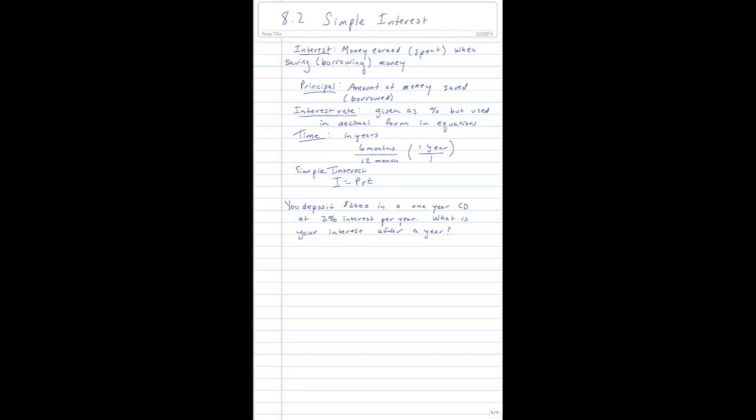Well, we're going to use our formula. My interest is simply going to be my principal times my rate, again in terms of a decimal, times 1 year. And that's going to equal $40. What happens if I want to look at this after 2 years? Well, I'm going to use the same formula, but instead of 1 year for time, I'm going to use 2. And that shows that I'll get $80 after 2 years.